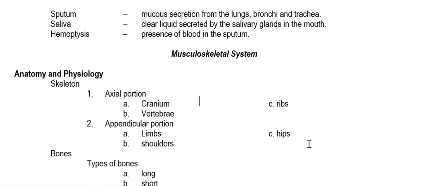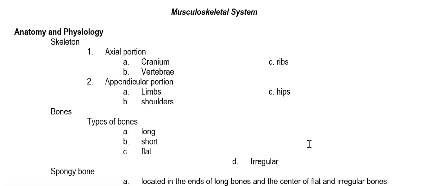And types of bones. We have now your long and your short bones, together with your flat, then irregular bones. Pag long bones, we have your humerus, tibia, fibula, and your short bones, we have your patella, and we have your flat bones, your metacarpals and metatarsals, and irregular bones. You do have your phalanges, diba? It involves your phalanges.